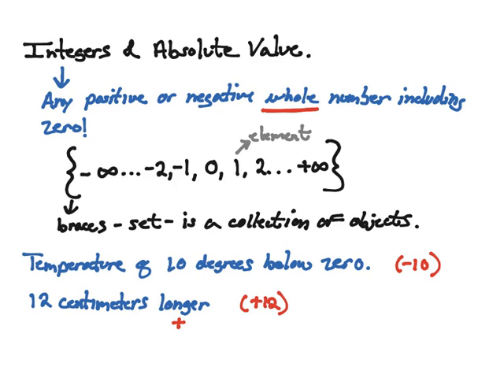So key words: below, longer, more. Descend is minus, ascend is plus, or decreasing is minus, increasing is plus. All these are clues or types of words that indicate the sign that you would attach to the integer.